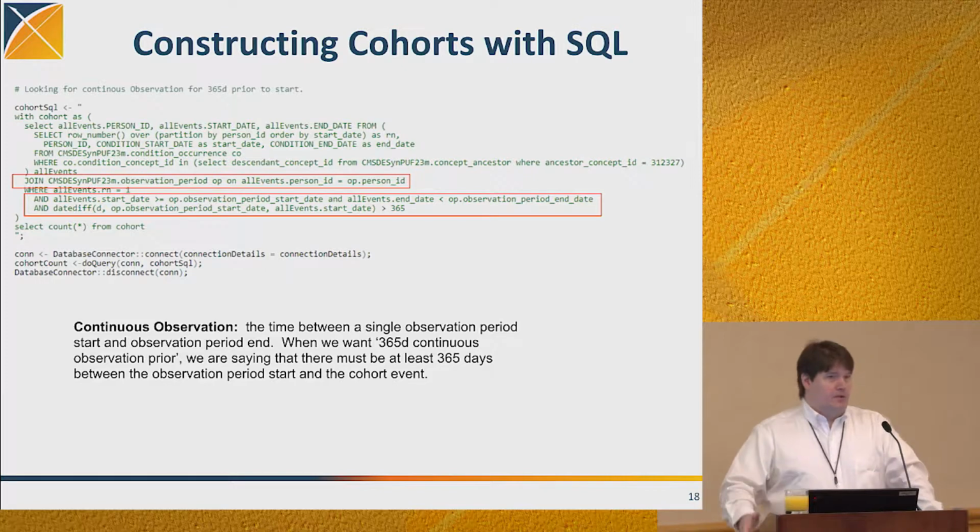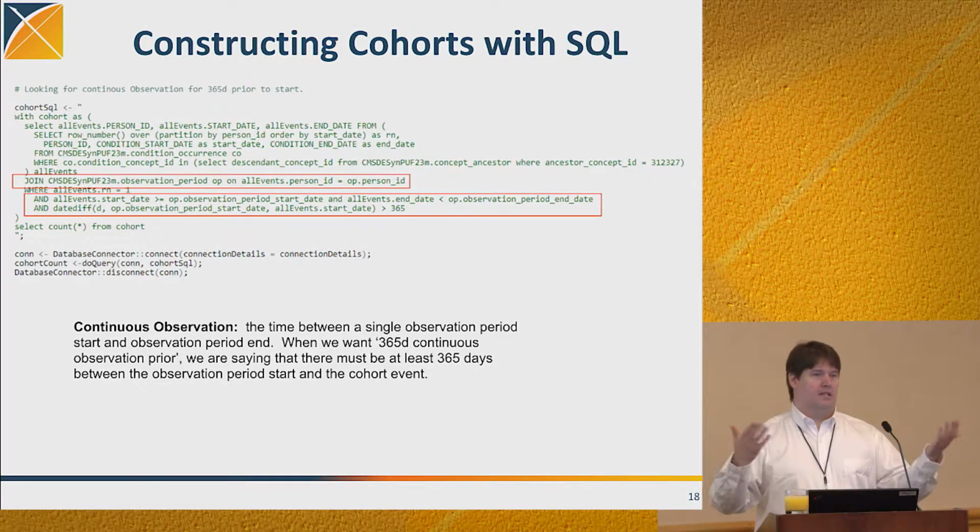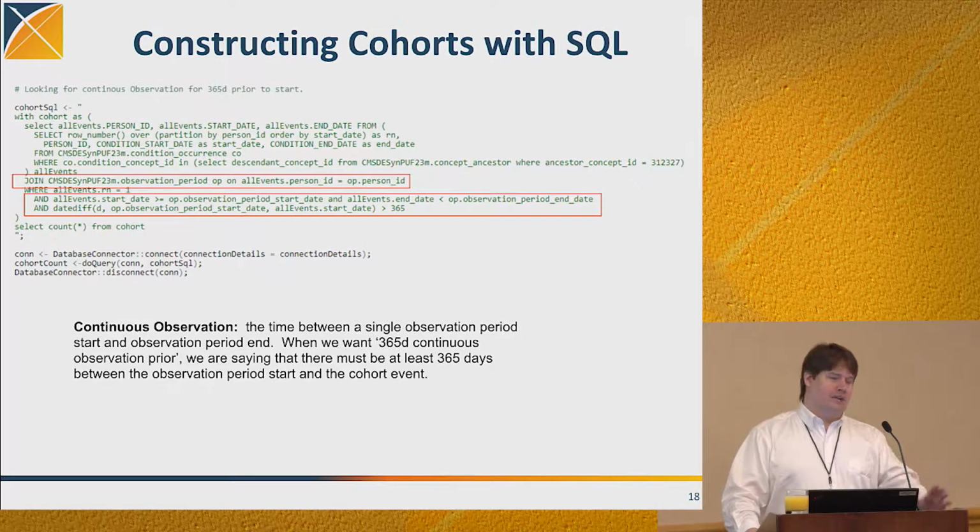Right. So when you create your CDM and you have your data, you have to establish what the rule of continuous observation is for this data set, and it varies from one system to the next. But you always use observation periods to establish what the continuous observation is for a given patient. Why do you need that?